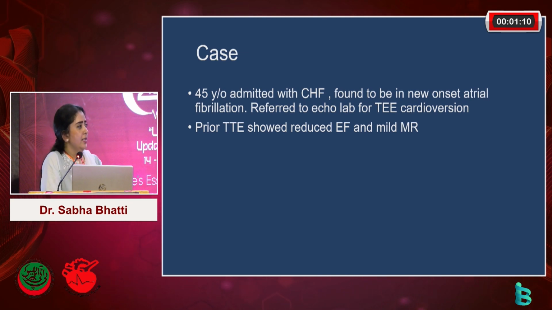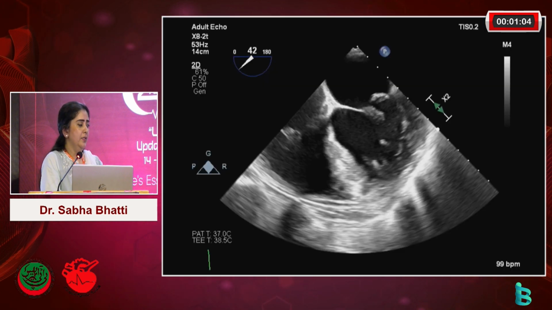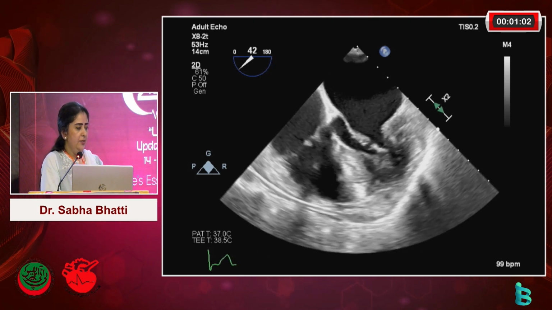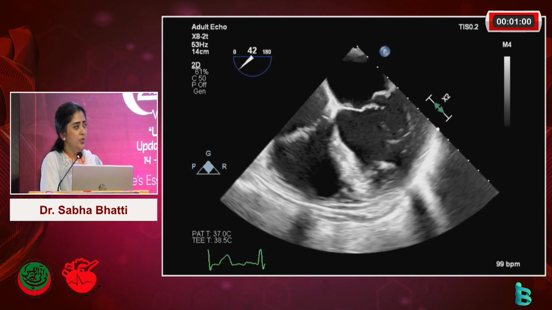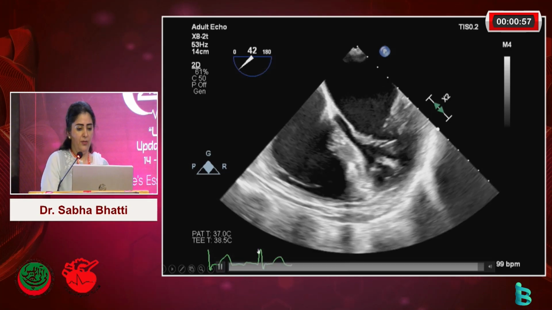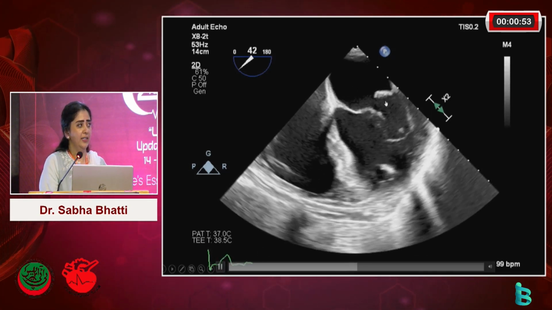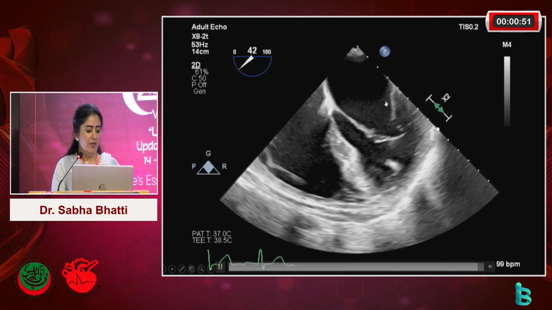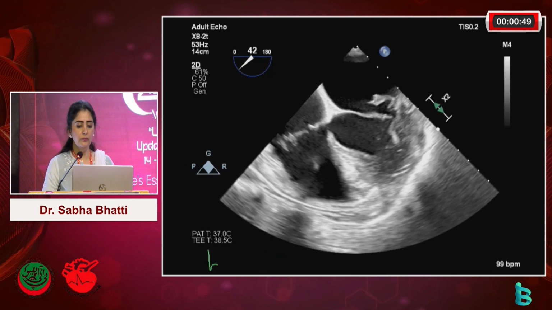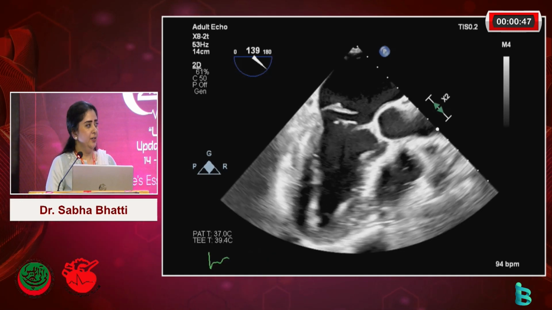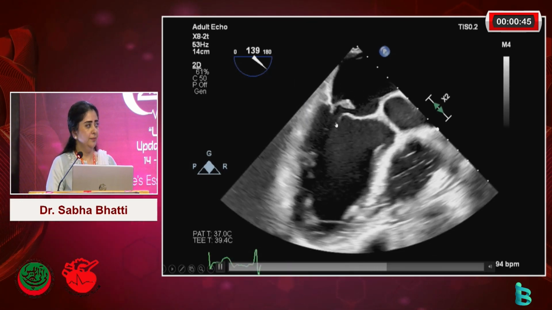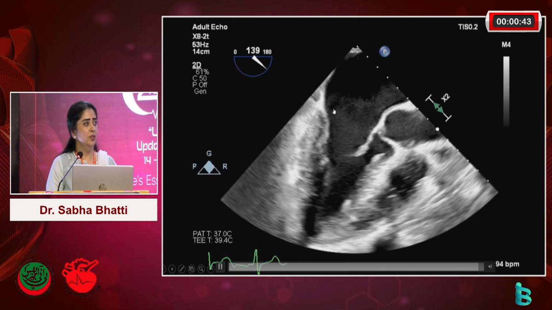All right, so this was a case, 45-year-old with heart failure found to be in new onset atrial fibrillation, referred to the lab for TE cardioversion. TE was performed. This is the patient's 2D images. And I would ask the audience if we had time here, but for the sake of time, I'm just going to go ahead and highlight the abnormality. So you can see here, we have a posterior flail. And again, here you see the posterior flail. Right? It's pointing towards the atrium.